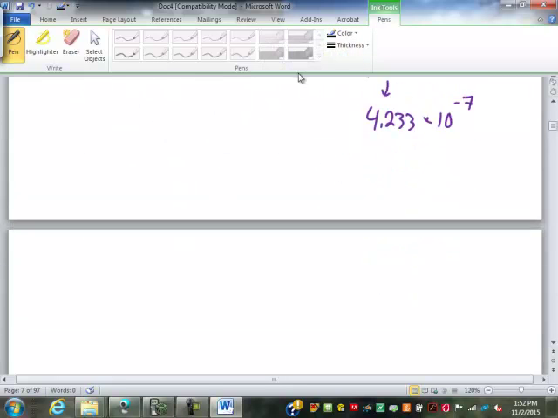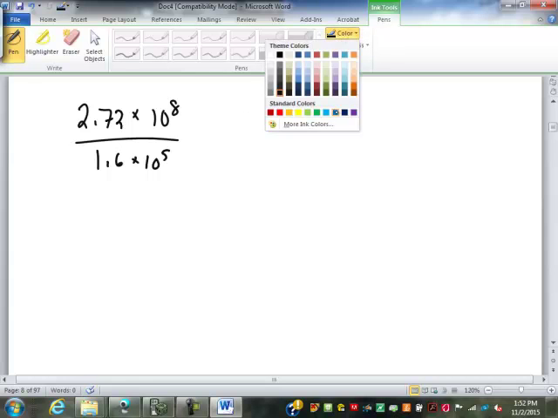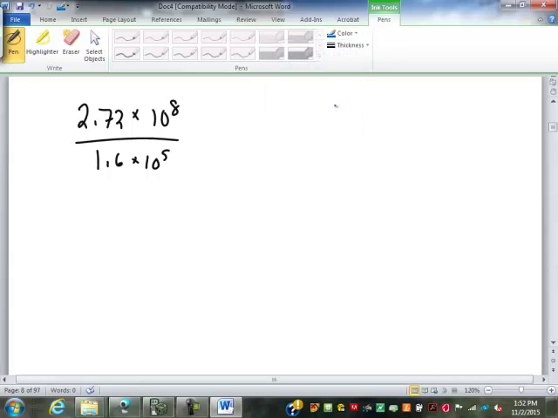How about what's that? Well, this is division. So 2.72 divided by 1.6 is 1.7. Then we also divide the names. 10 to the 8th divided by 10 to the 5th is 10 to the 3rd.